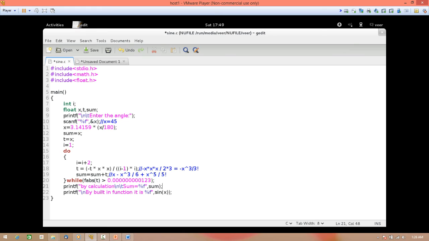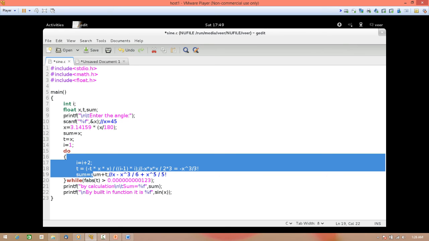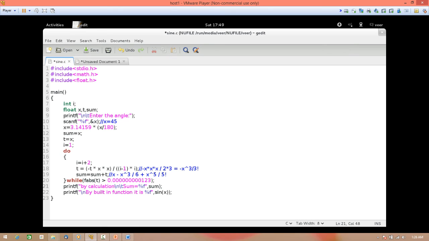Then lastly what we do is print the value available in sum, and also compare that with the built-in function sine x. We need to cross verify whether the sine series value computed manually through theoretical relations is correct, as computed by the built-in function sine. So let me keep it as FLT underscore epsilon, and we will check the results for some angles.